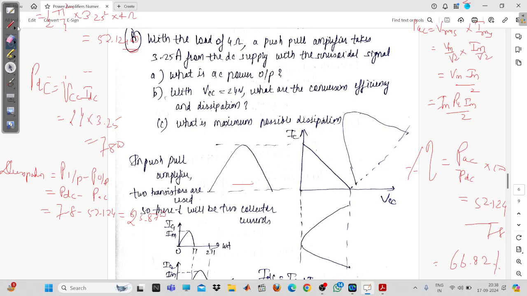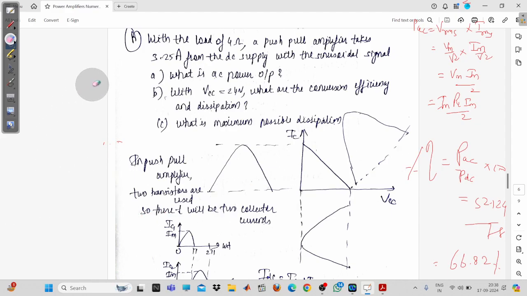So I think you will have to write one note. The maximum power dissipation occurs when a certain relationship is satisfied. For maximum power dissipation, you will have to follow this relationship: 2 by pi is VCC. So this is the condition for the maximum power dissipation.